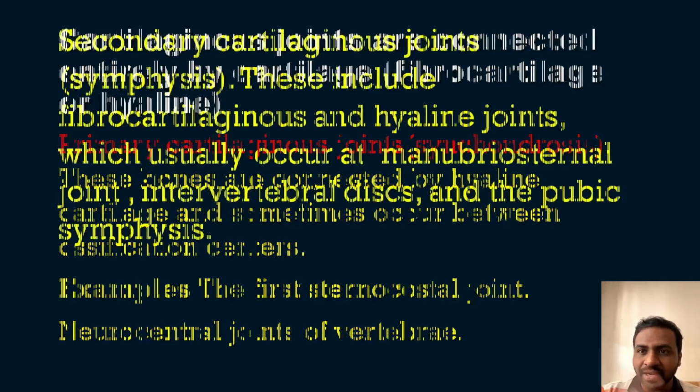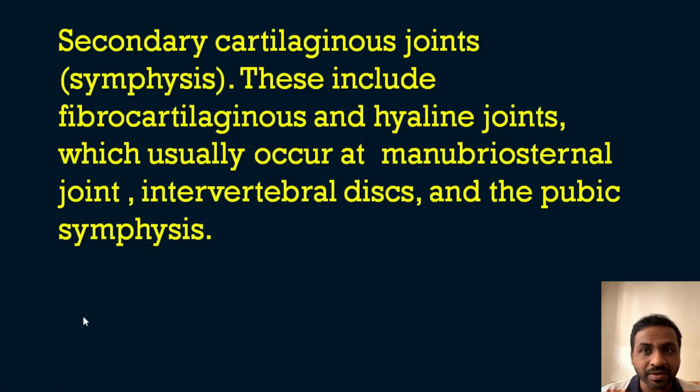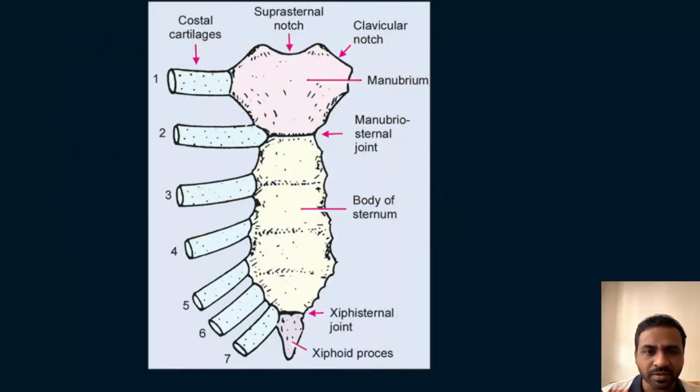Then what is the secondary cartilaginous joint? Secondary cartilaginous joints are otherwise known as symphysis, and these include fibrocartilaginous and hyaline joints, which usually occur at the manubriosternal joint, the intervertebral disc, and the pubic symphysis. These are the examples. And this is the picture just for your understanding. This is the manubrium, and this is the body of the sternum, and here comes the manubriosternal joint, which is a secondary cartilaginous joint having both hyaline and fibrous cartilages.